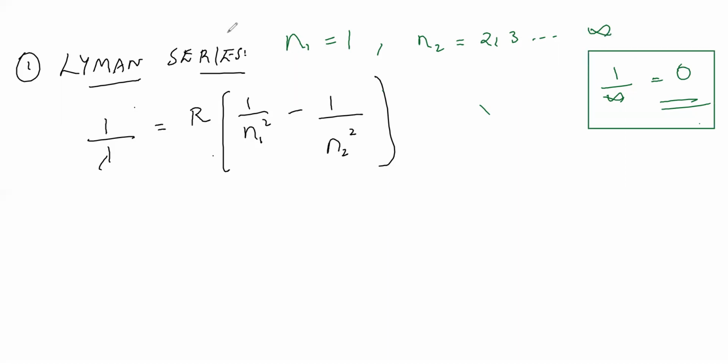We take the last step and do it for calculating the wave number. So, to substitute here in Lyman series, 1 by lambda is equal to R into 1 by 1 square minus 1 by n2 square. That's it.